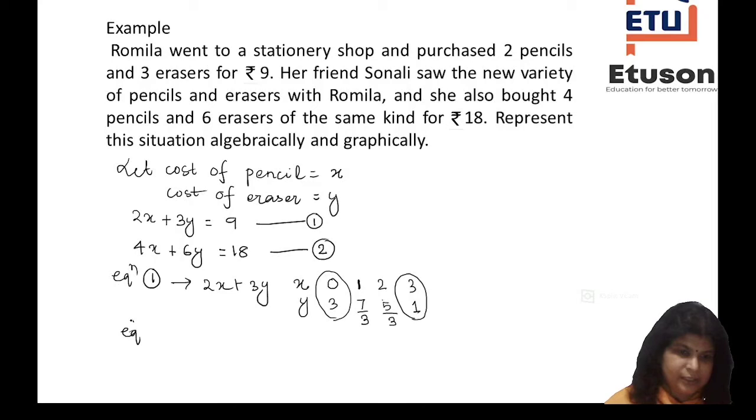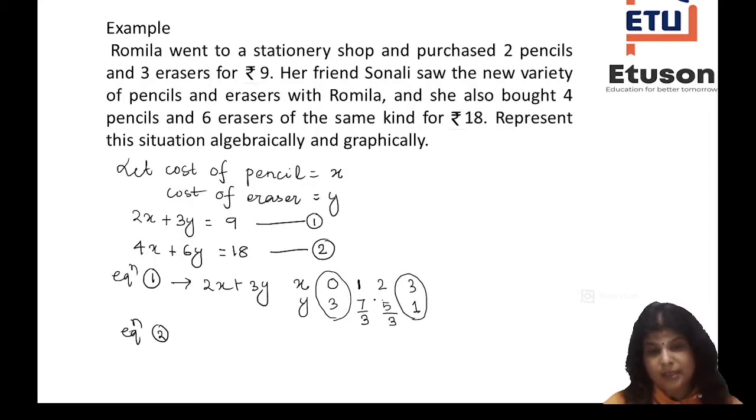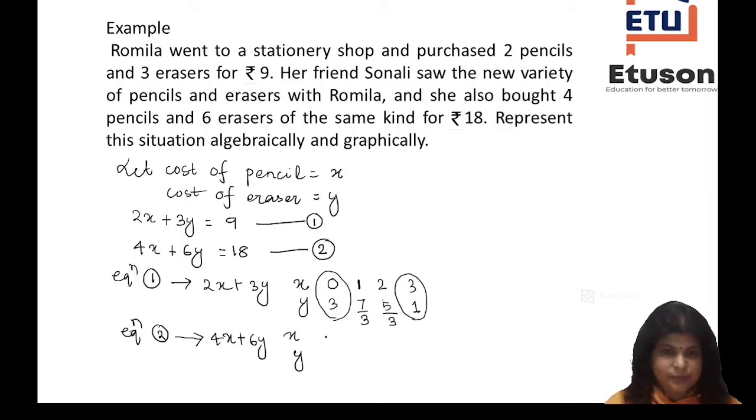Similarly, you can take equation 2. Okay, remember children why I am taking all these points? To make you understand how the different values can be obtained. You can take any 2 values and you can plot the graph. So now for the second equation, that is 4x plus 6y, again, take x is equal to 0. What is the value of your y? y is equal to 3.